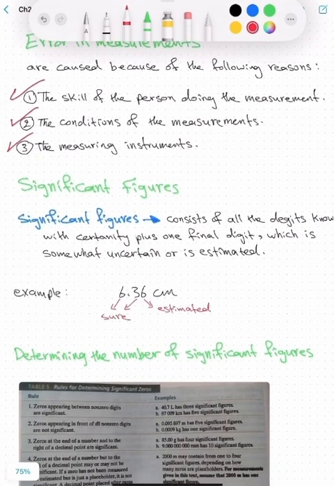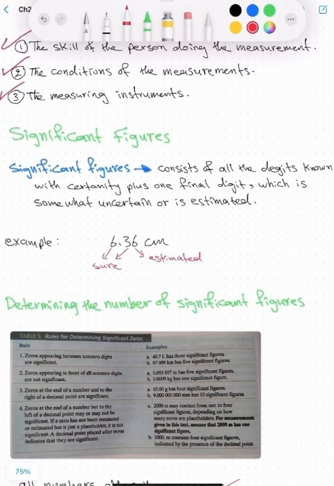Okay, next we have significant figures. What do we mean by significant figures? Significant figures in our experiment consist of all the digits known with certainty plus one final digit which is uncertain. What does that mean? Whenever we have a measurement, the last number on your right is always estimated, and the rest are sure figures.